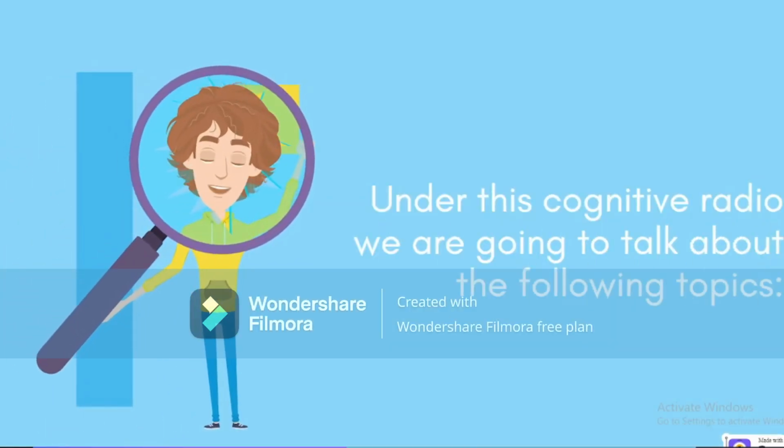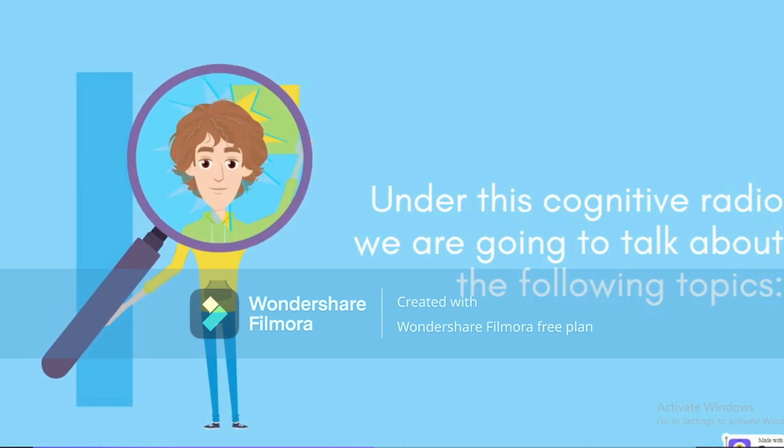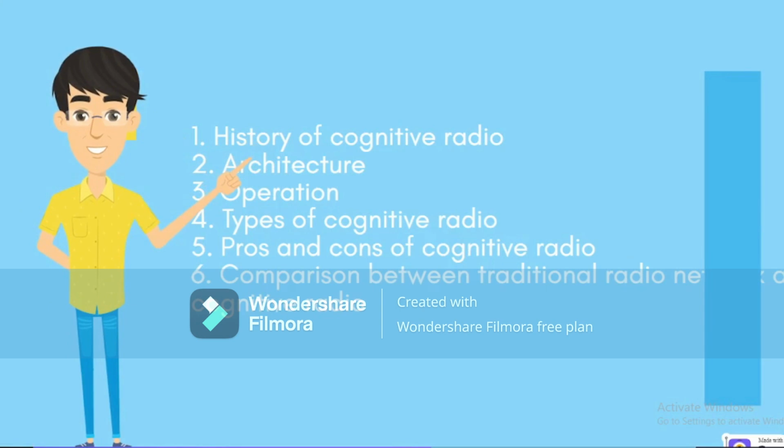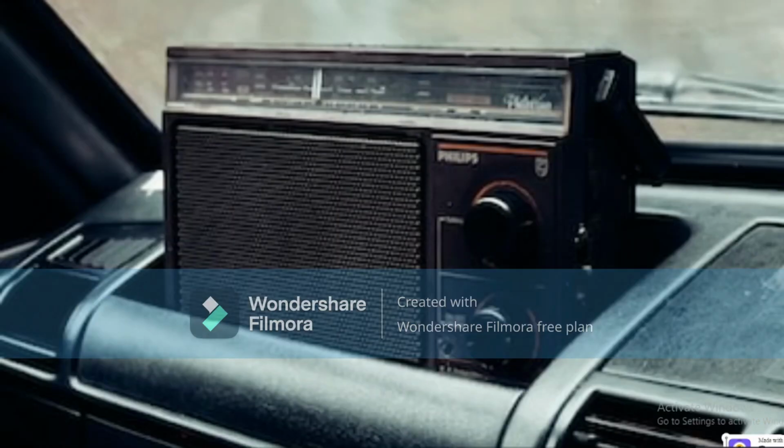Under this cognitive radio we are going to talk about the following topics. 1. History of cognitive radio. 2. Architecture. 3. Operation. 4. Types of cognitive radio. 5. Pros and cons of cognitive radio. 6. Comparison between traditional radio network and cognitive radio.